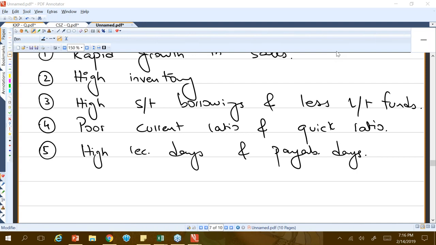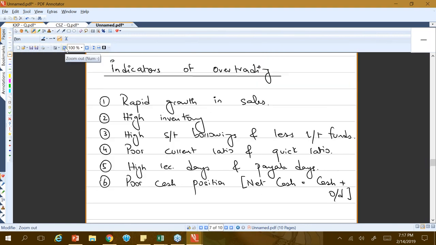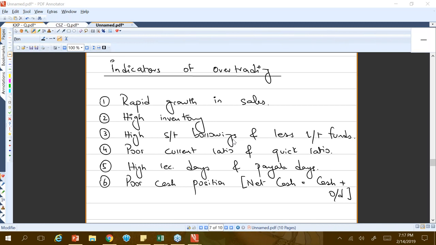Finally, the poor cash position. This is where you need to work out your net cash, and net cash is your cash plus overdraft. If it's a poor cash position, it also suggests that you are overtrading. So these are some indicators of overtrading that we need to know. Of course, there will be some calculations involved here. Don't do all the possible ratios in the world and focus only on the ratios which are key for you to get through these indicators. Sales to net working capital ratio. Yes, that is another one.